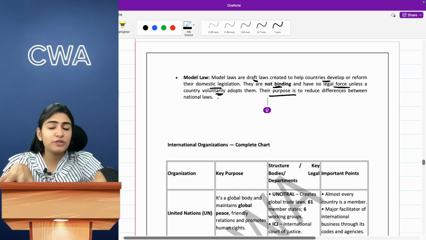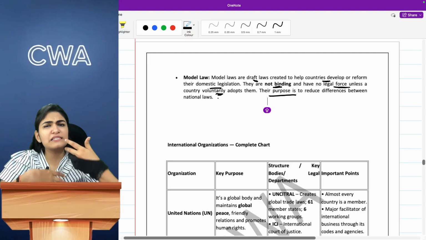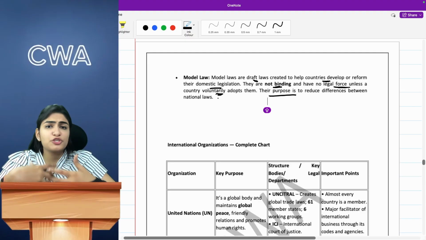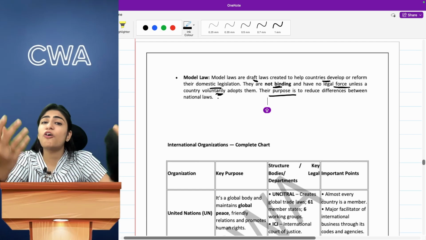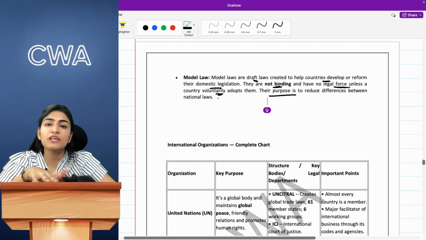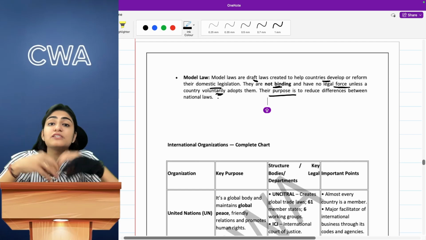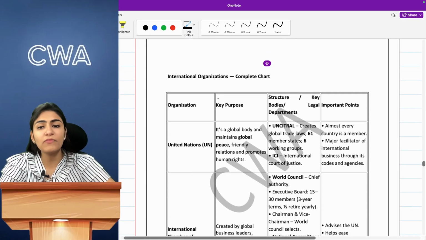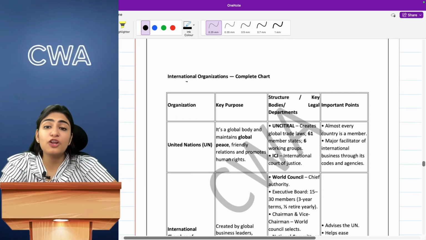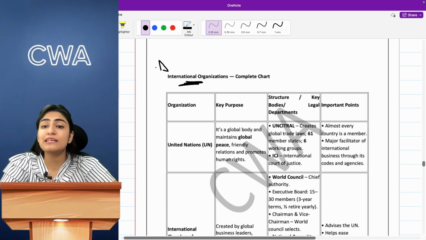These are common laws that countries might suggest as a suggestion, put in there, to make sure that all the countries are following something which is on the same lines, trying to do that, but it is not mandatory. Now, international organizations, this is important.